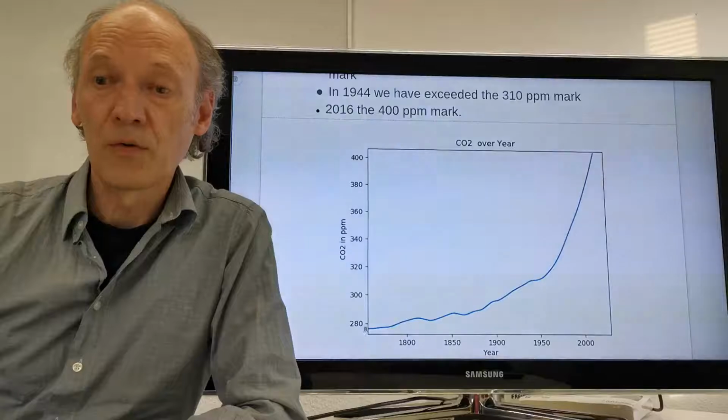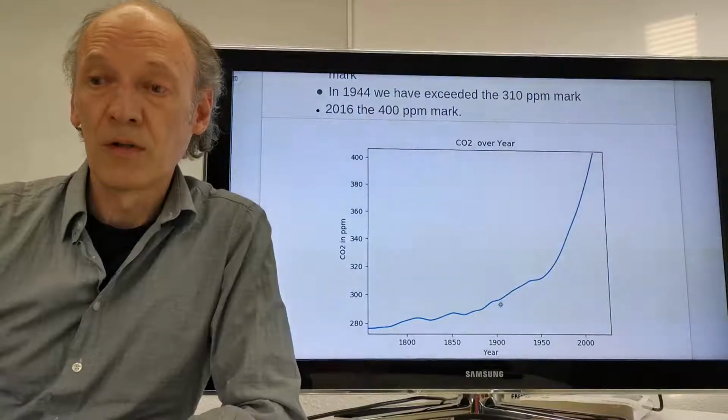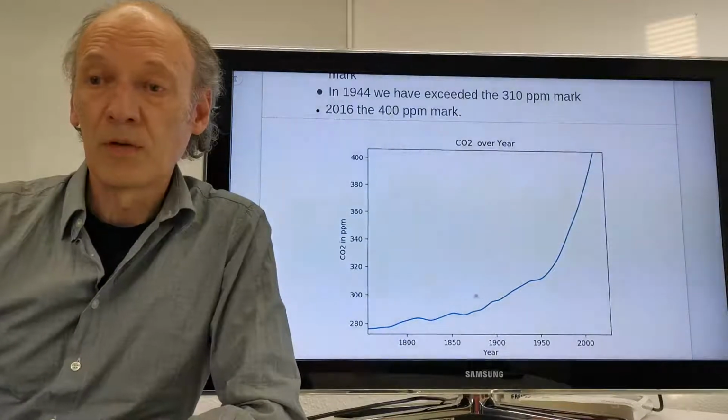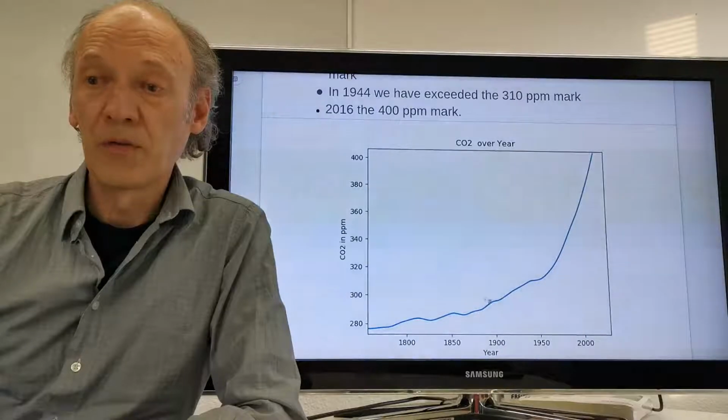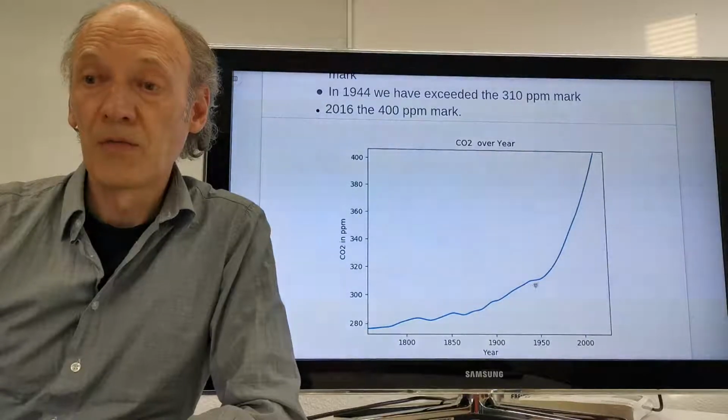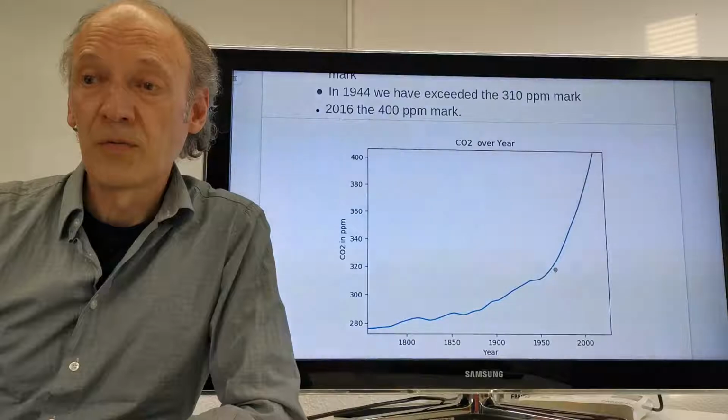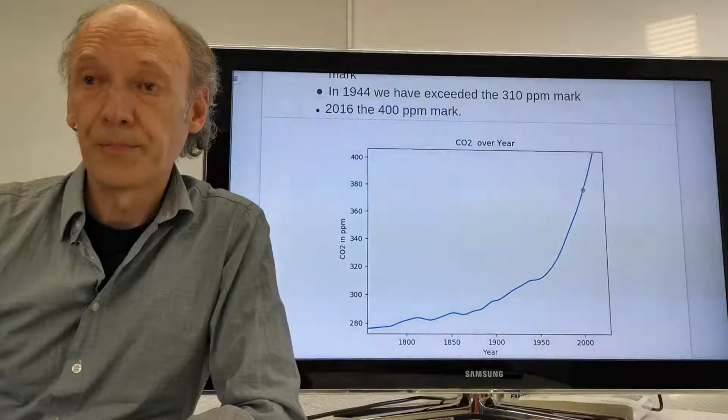So here you can see the curve. Here around 1900 we have a clearly visible increase. Then 1950 is where it really starts to increase. And now we are at over 400.